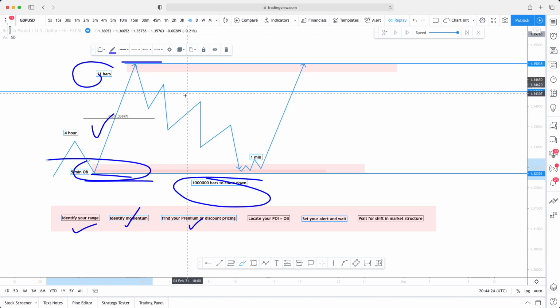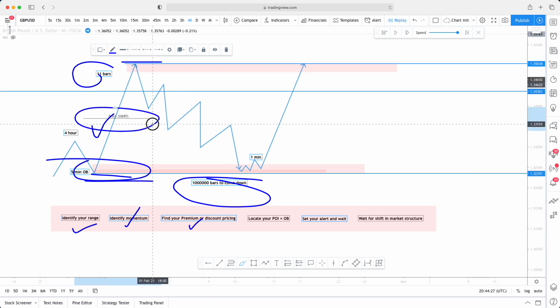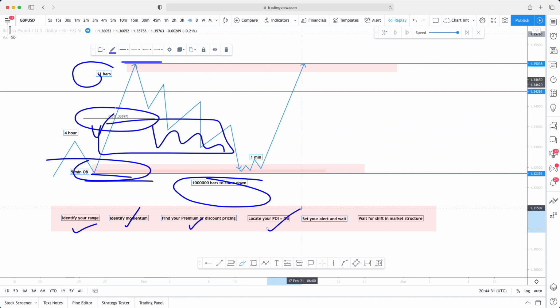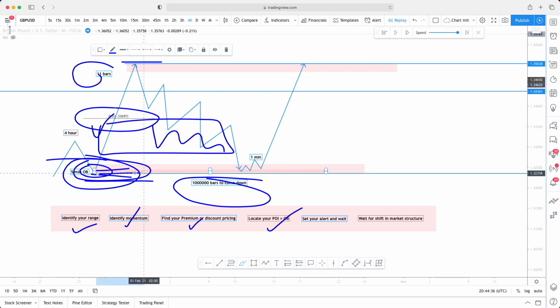We've drawn our fib from our range, and we know where the 50% level is, and we know where we want to buy from. It's anywhere below here. Locate your POI and your OB. We've done that, and we've actually refined it to where we know that price can possibly reverse from.